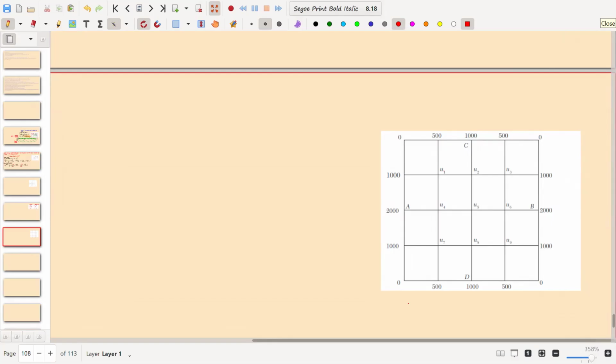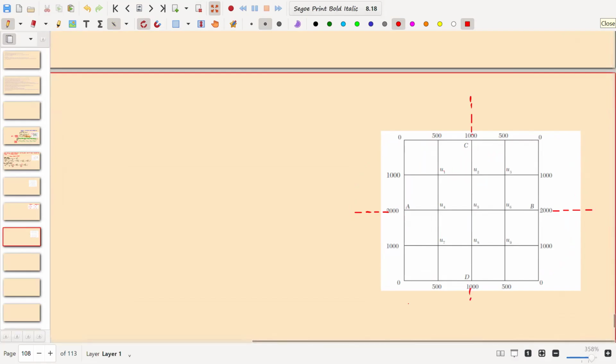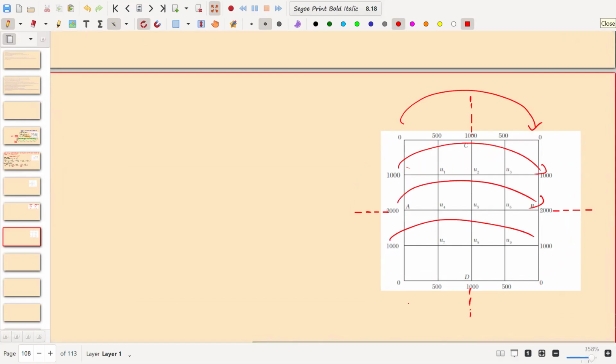So if you consider this line, you can see that this value matches with this value. This value matches with this. This value matches with this. This value matches. Isn't it? Now, can you see another case also? You can see this case also. You can see this value matches with this. This value matches with this.